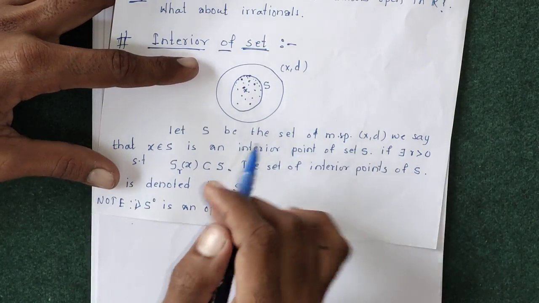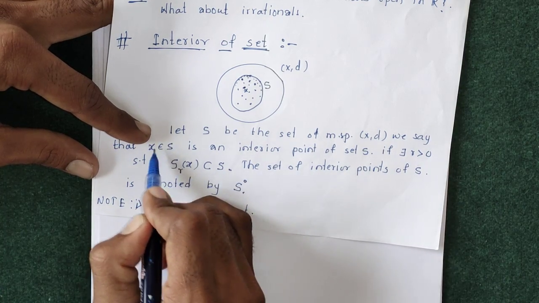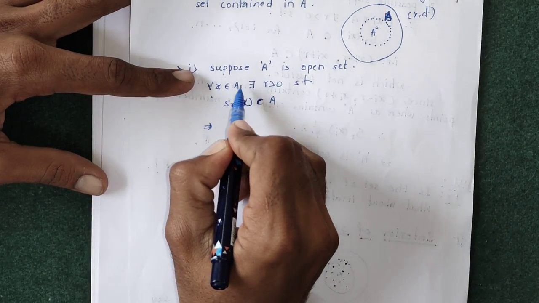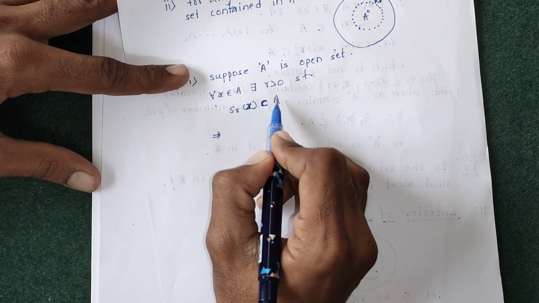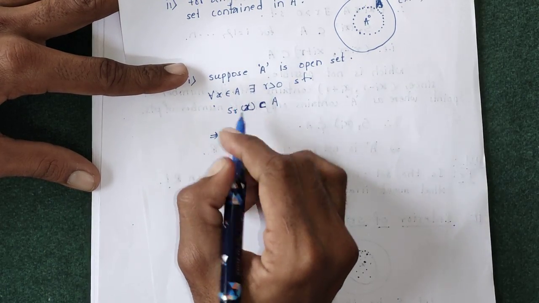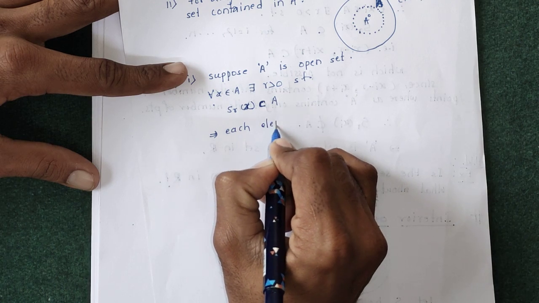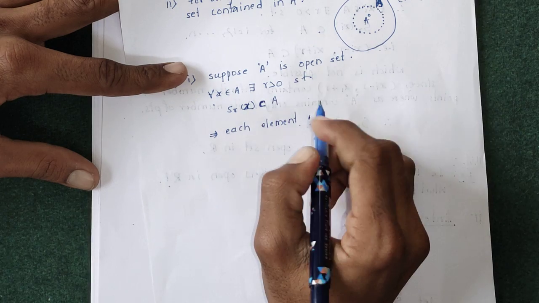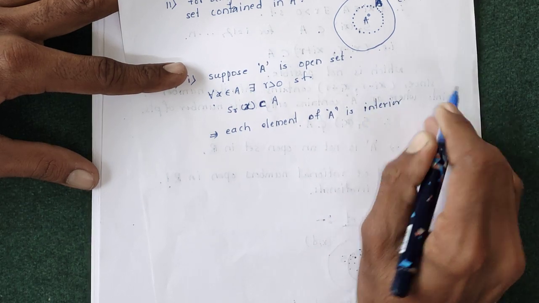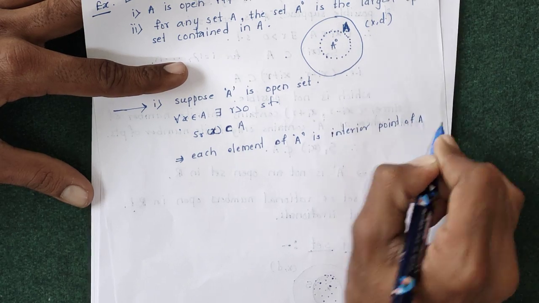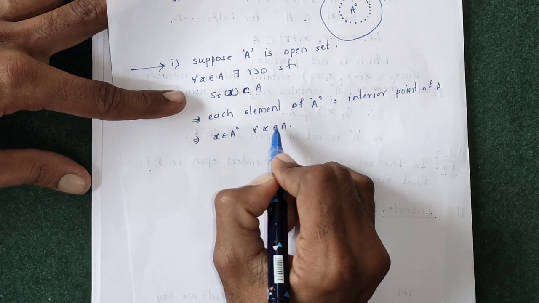Again, the definition of interior of a set is that x belongs to that set is said to be an interior point whenever there exists some radius such that the open sphere centered at x lies inside that set. Here, for every element of A there exists some radius greater than 0 such that this open sphere lies inside A. So clearly we can say that this x is an interior point of A. But this is for all x belongs to A, because A is an open set, so each element of A is an interior point of A, that is, x belongs to A interior for all x belongs to A.